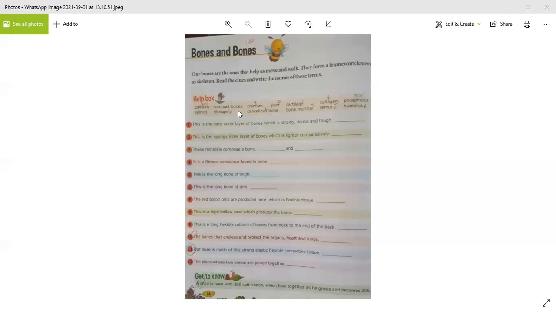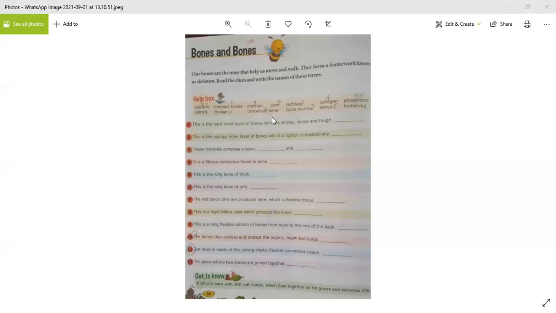And the next question is the inner layer of bone that is very spongy. Spongy means there are small holes in it and its weight is very light. So what is that called? It is known as cancellous bone. CANCELLOUS, cancellous bone. It looks just like a sponge.